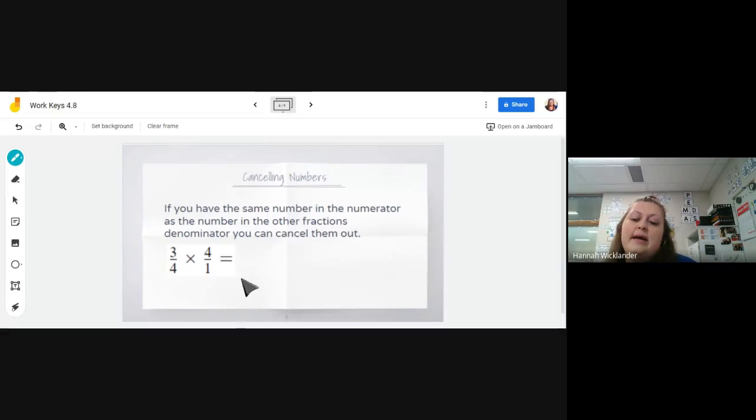All right, canceling numbers. This is just a little trick to make it easier to multiply. That way you don't have to do as much later on when you're trying to reduce it. So if one fraction has a number, and the other fraction also has a number, but they're opposites, like a numerator and a denominator, then you can cancel them out because 4 divided by 4 is 1. 2 divided by 2 is 1. 10 divided by 10 is 1. So what you can do is just cancel it out and make it become 1. Then you have 3 times 1, which is 3, and 1 times 1, which is 1, or 3.